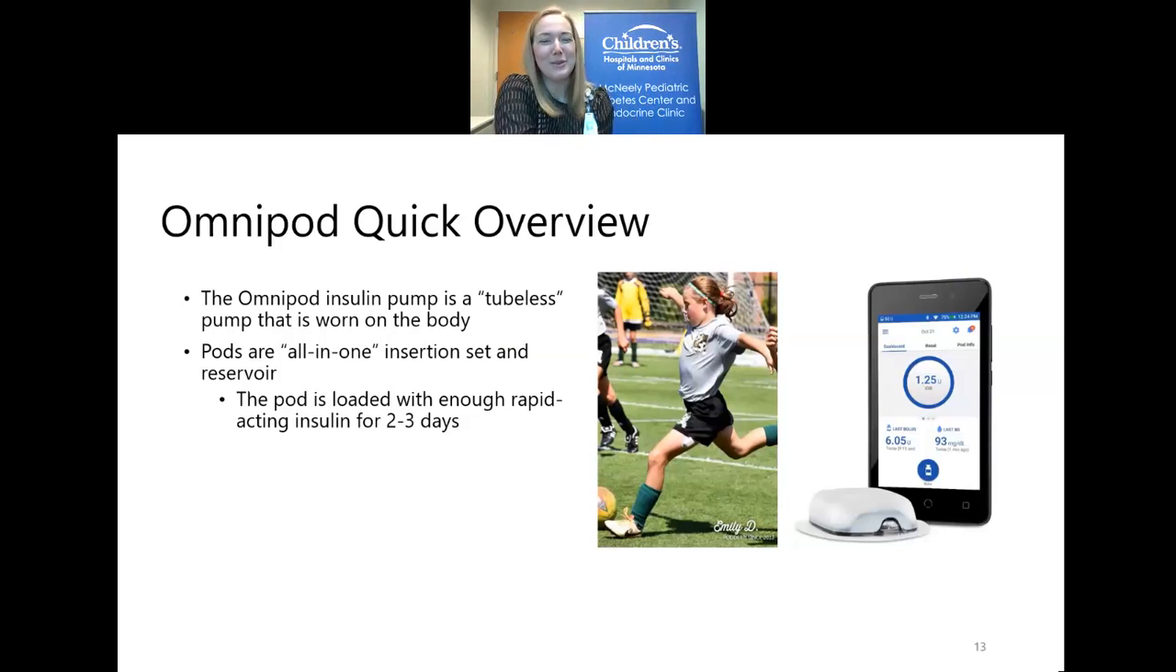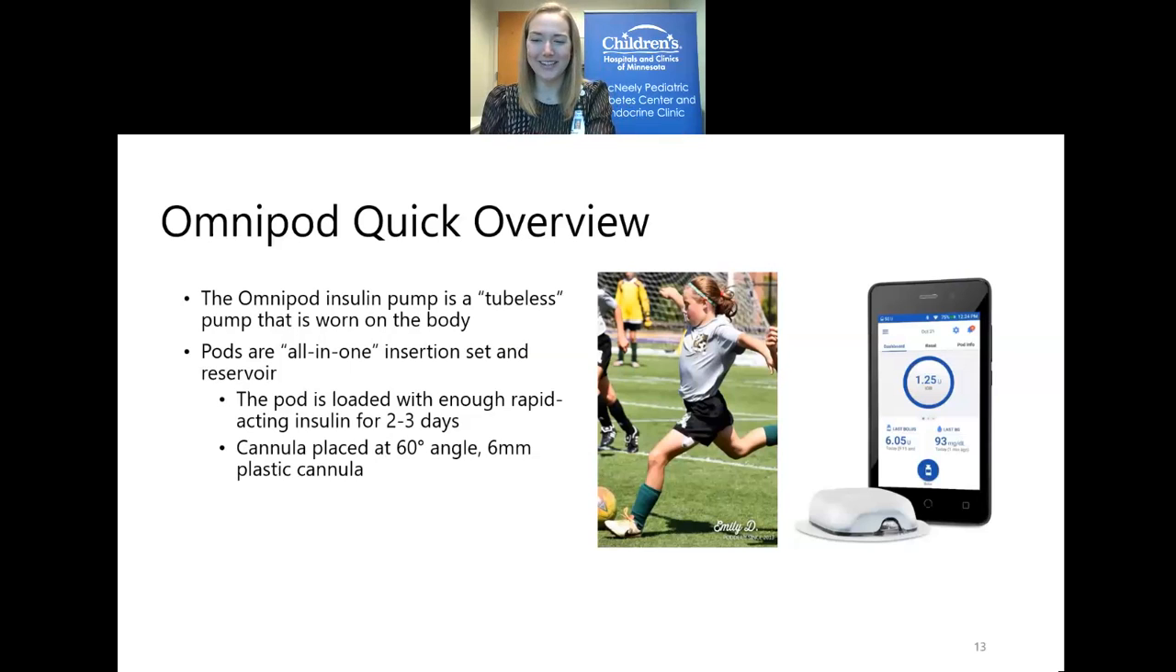You're going to load your pod with enough rapid-acting insulin for your 2 to 3 days and then insert. So the cannula that is used for Omnipods is a 6 millimeter plastic cannula, and it gets inserted at a 60-degree angle. This does not change. This is how it is. So just an FYI.